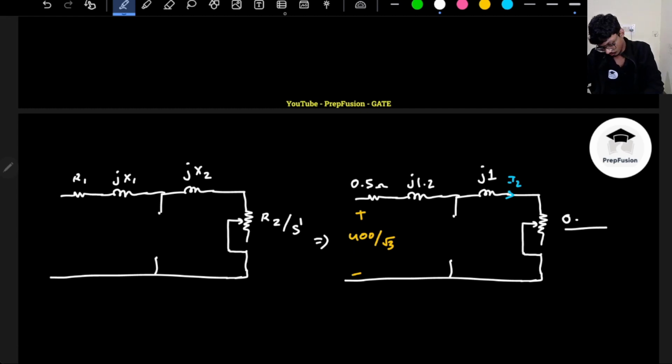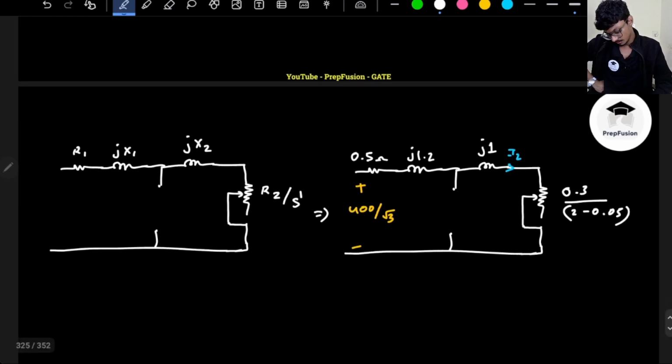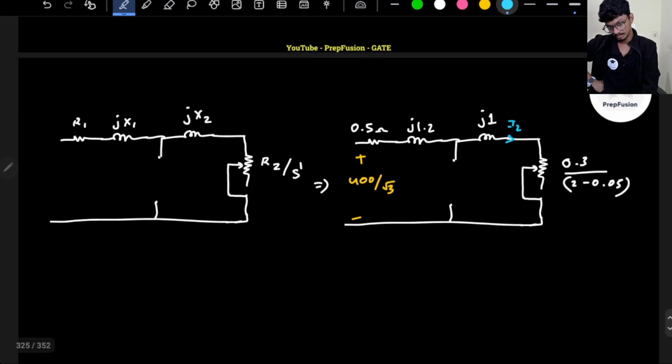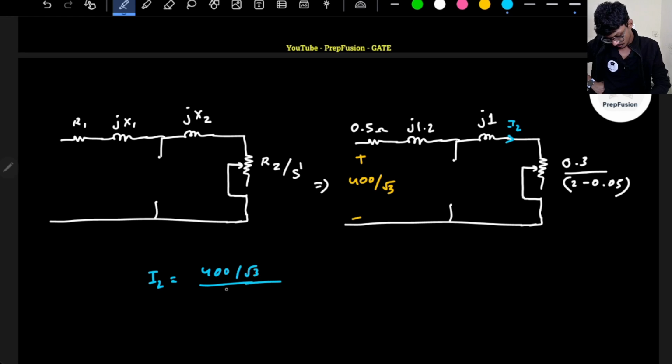Okay, the voltage is still the same. Voltage will not change because the supply is still there. The per phase equivalent is still there. But what is 2 minus s? That is what I have to find out, right? 2 minus s, so this is 0.3, 2 minus 0.05. Okay. So what will be the current in this case? I want to calculate the current here. So the current I2 will be equal to 400 divided by root 3, divided by this. If I calculate, this will be 0.15 something.